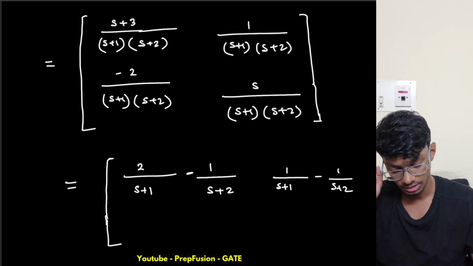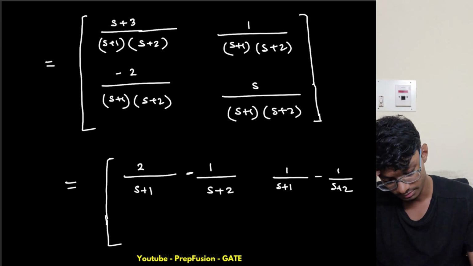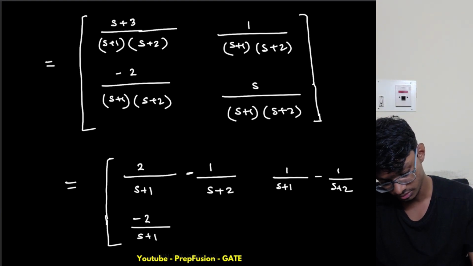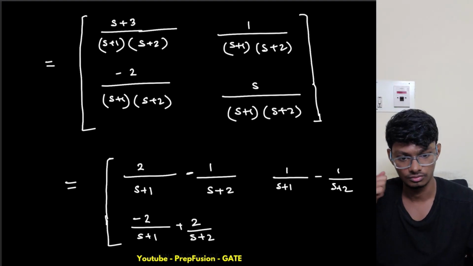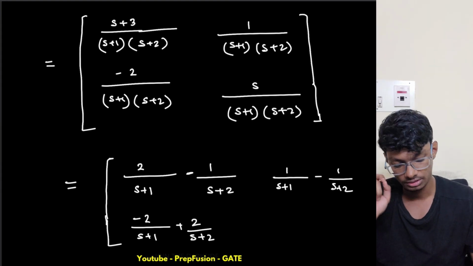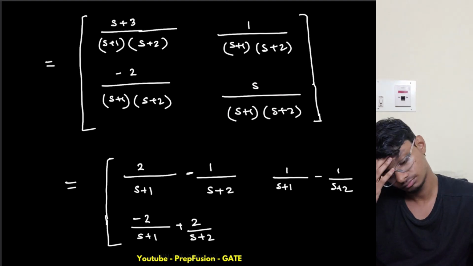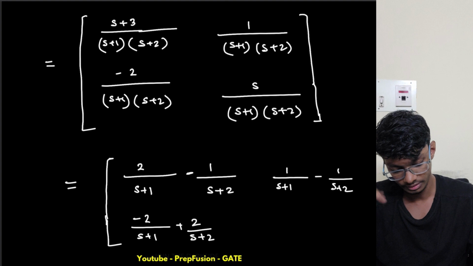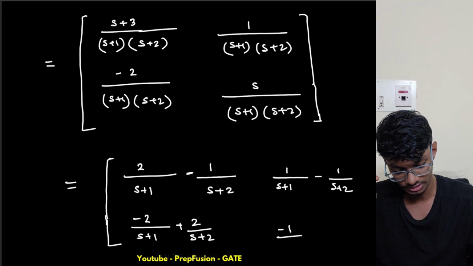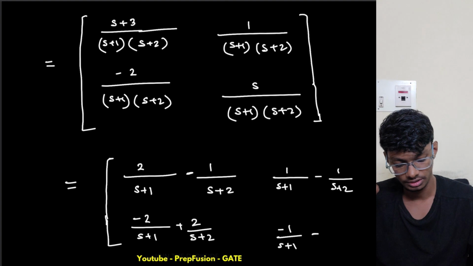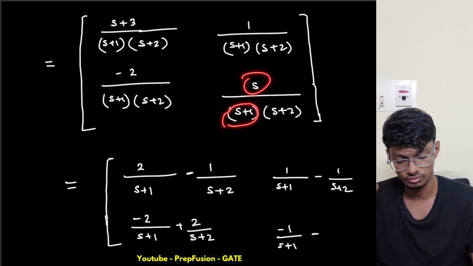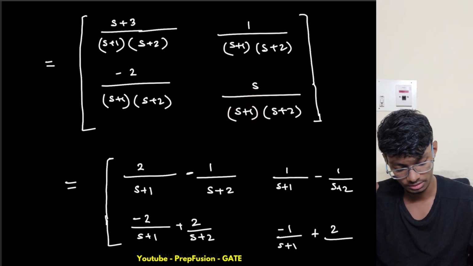For the next entry, I put s equals minus 1, so I get minus 2 by s plus 1. I put s equals minus 2, I get plus 2 by s plus 2 basically. Now I put s equals minus 1 in the last element, and I get minus 1 by s plus 1. I put s equals minus 2, I get minus 2 in the numerator and minus 1 in the denominator, so it is plus 2 by s plus 2 basically.